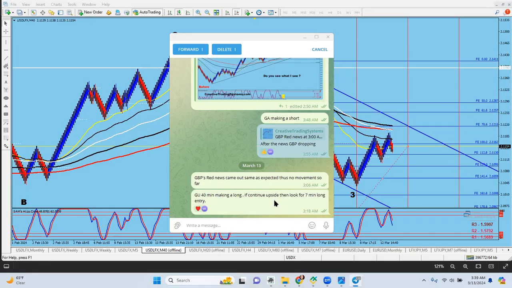Let me show it to you, this is the Telegram, right? I just posted a little while ago that pound USD 40-minute is making a long setup, and if it continues upside, it means pound USD, because USD is going to drop, pound USD is going to go up, right? So upside, then look for a 7-minute long entry, right? And I posted here that pound red news at 3 after the news, whatever happened yesterday, and this pound red news again today. GDP came out same as expected. There's no movement so far. The pound is not moving, USD is not moving, yen is not moving, nothing is moving. No fundies right now, right? So that's what's happening.